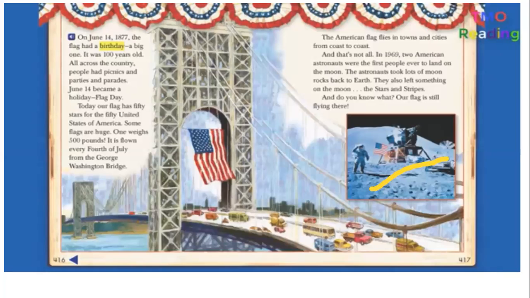And that's not all. In 1969, 2 American astronauts were the first people ever to land on the moon. The astronauts took lots of moon rocks back to Earth. They also left something on the moon, the stars and stripes. And do you know what? Our flag is still flying there.